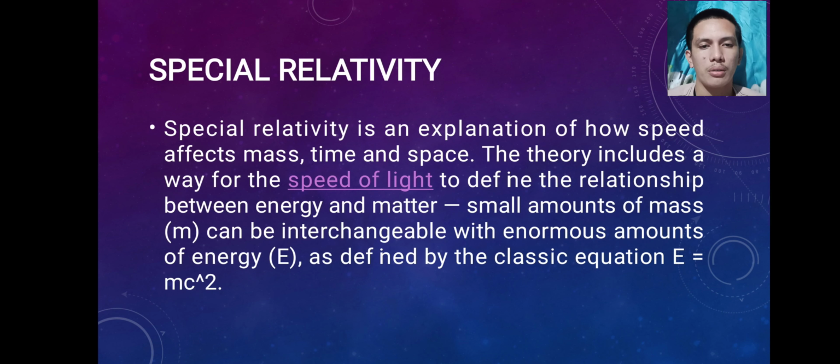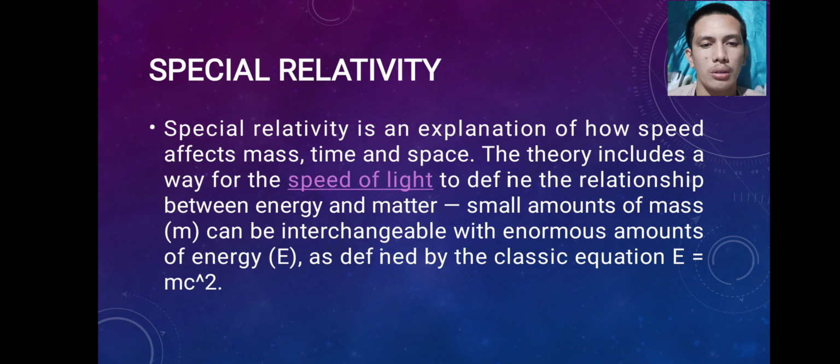Let's break down the equation. E equals mc squared. The E represents energy, m denotes mass, and c symbolizes the speed of light, which is approximately 3 times 10 raised to 8 meters per second. This equation demonstrates that energy and mass are interchangeable, and the conversion factor is the speed of light squared.